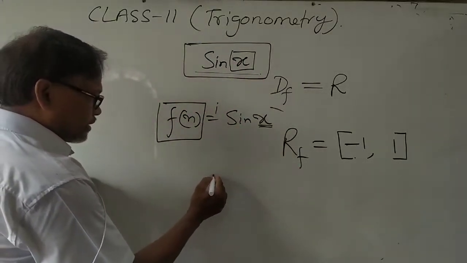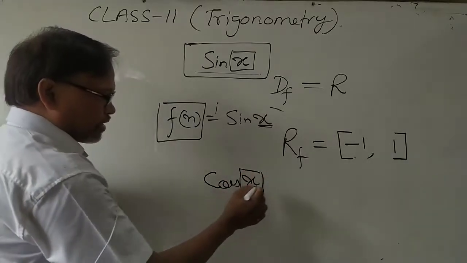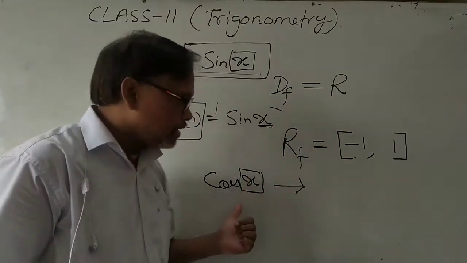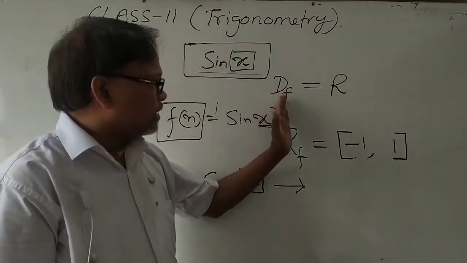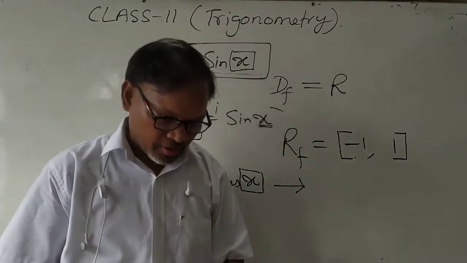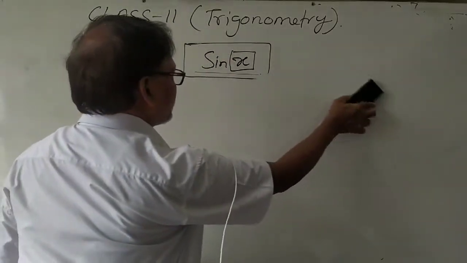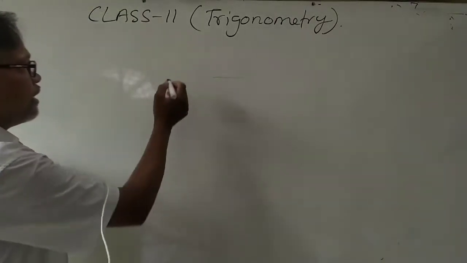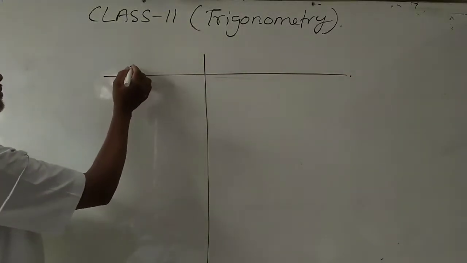This is the range of sin. Similarly, for cos x, the domain is the same type, real numbers, and the range is also the same, -1 to 1. Domain is also the same and range is also the same for the cos function. So similarly, we can find the domain and range of the trigonometric functions, and I will make a table of the domain and range.